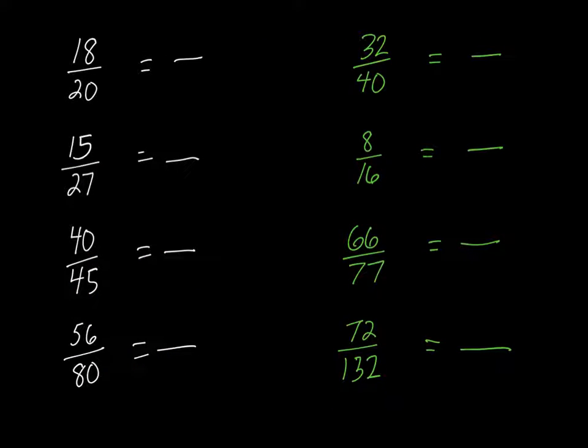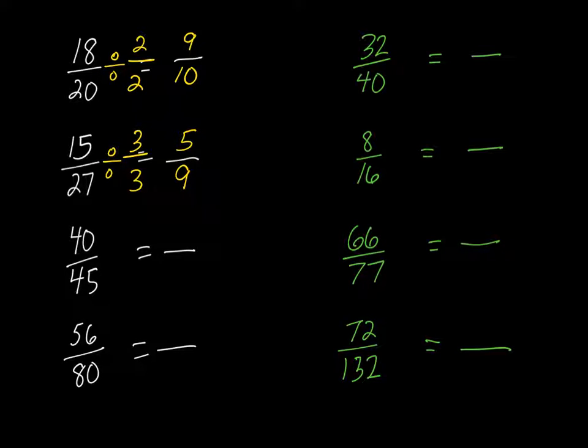Let's take a look at some of these fractions I have here. I have 18 over 20, and I see that they're both even, so I can divide them both by 2, and my new fraction I can rewrite as half of 18 is 9, and half of 20 is 10. Next up we have 15 over 27. Think about this. 3 goes into both, and 15 divided by 3 is 5, and 27 divided by 3 is 9.